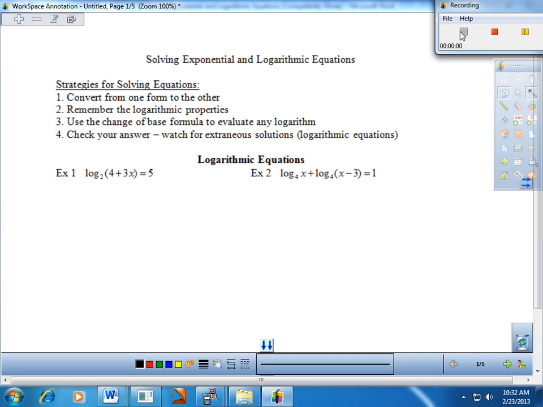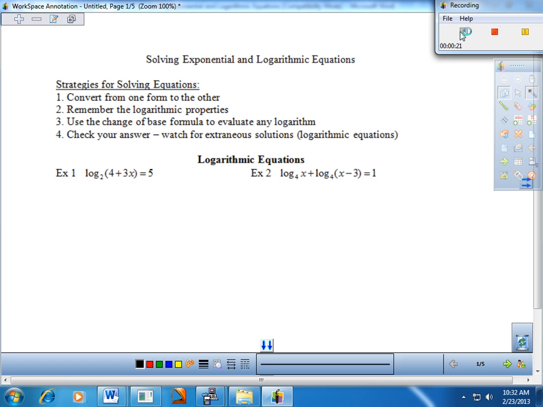Welcome. Today's lesson is entitled Solving Exponential and Logarithmic Equations. We've been working with these two families in the context of expressions, with functions, and now what we want to do is go ahead and solve some one-variable equations here in either form, be it logarithmic or exponential.